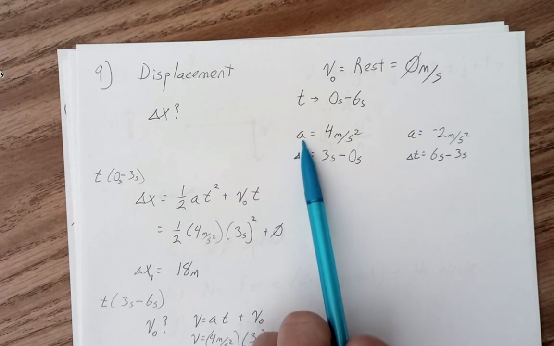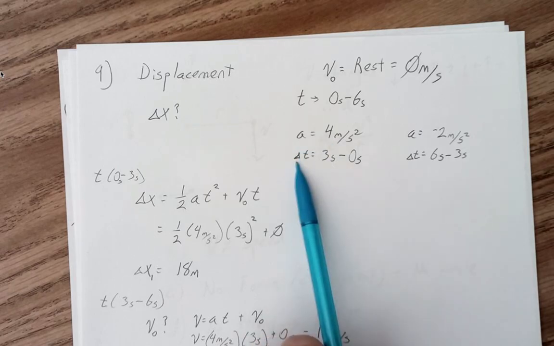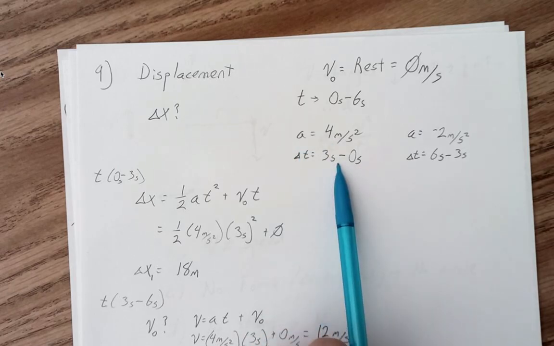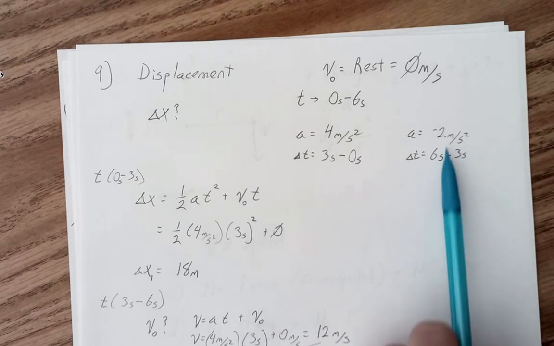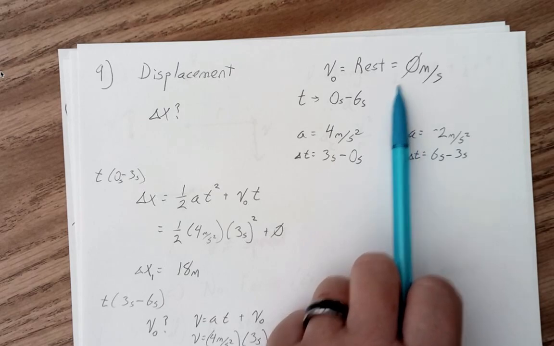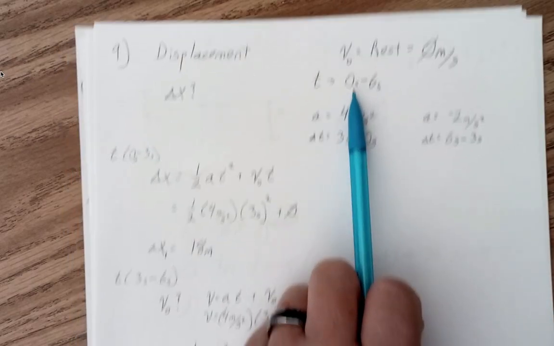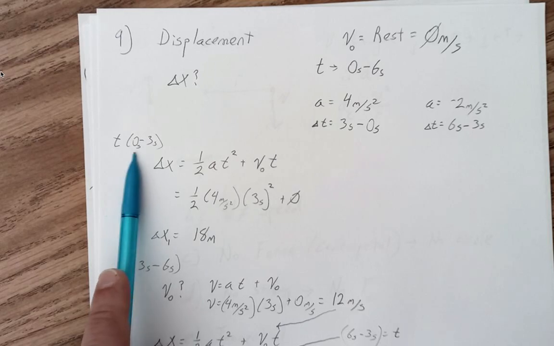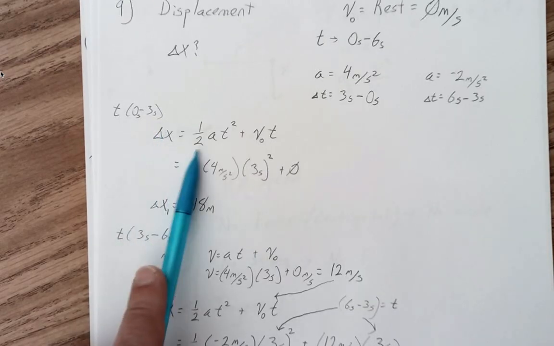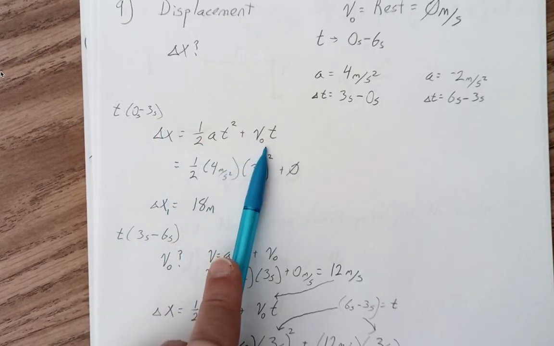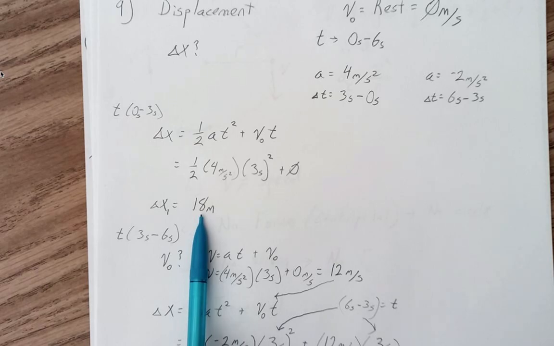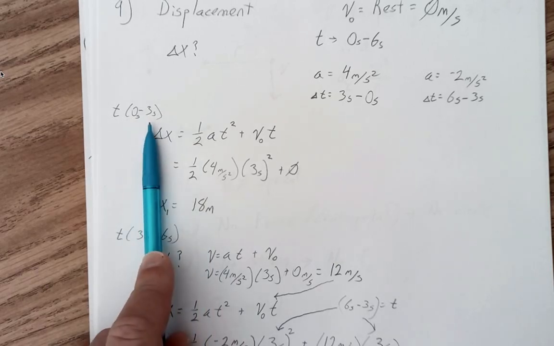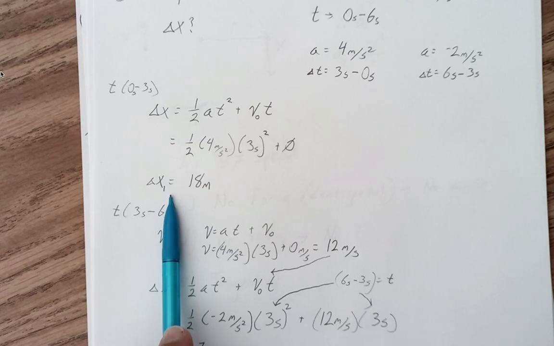I know the acceleration is 4 meters per second squared in this time interval of 0 to 3 seconds. The acceleration between 3 and 6 seconds is -2. We know it starts from rest at time equal to 0. So going from time equal to 0 to 3 seconds, I can use my 1/2 at squared plus v naught times t. V naught is 0, so a is 4, t is 3. I get the displacement of 18 meters in that first 3 seconds. So I call this x1.